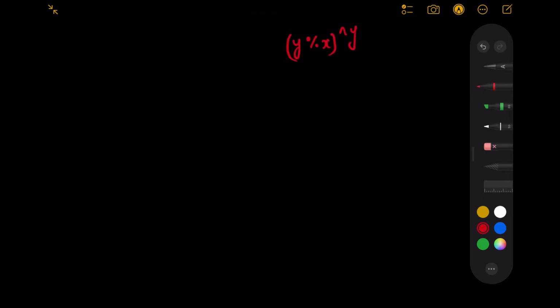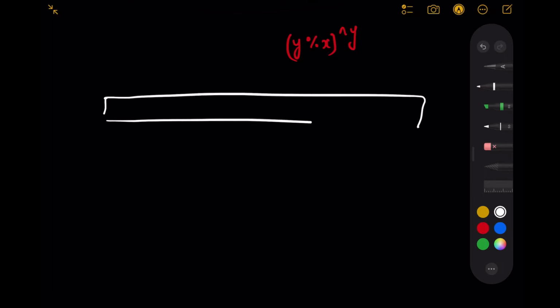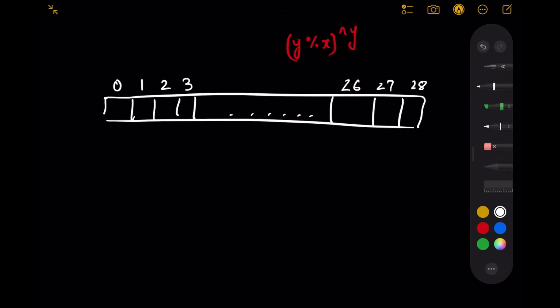So we'll first discuss hash sets and then move on to hash maps. Let's assume that behind the scenes, a hash set is an array. Now let's say that we have an array of size, say, 29. So there are cells in here. Let's put the indices 0, 1, 2, 3, and then there's 28, 27, 26. So these are the indices for each cell, and this is an array of size 29.